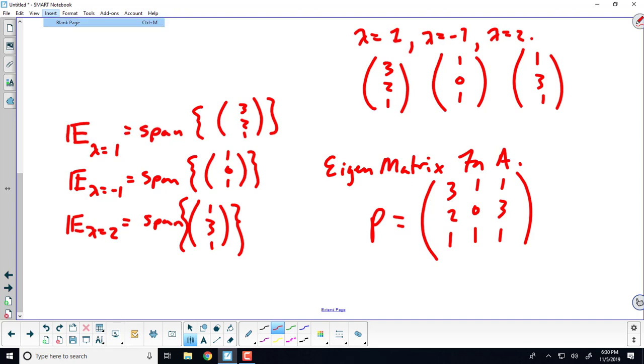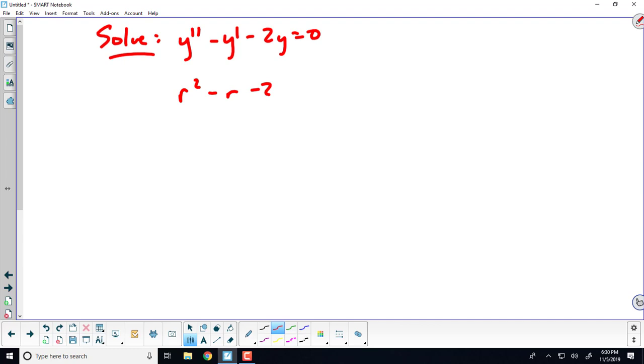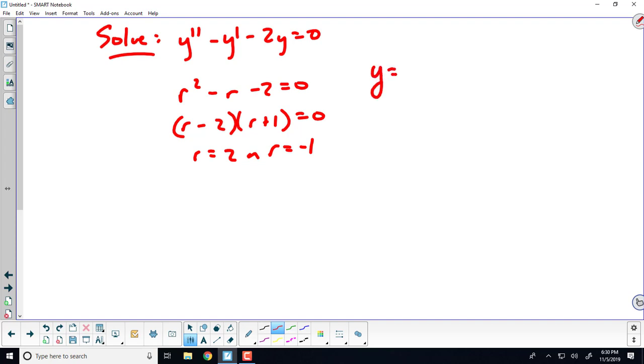So let's look at this example here. If I said solve y double prime minus y prime minus 2y equals 0, our method for doing that is to say this is the characteristic equation. And we look at the roots of it, right? So this would be r minus 2, r plus 1 equals 0. So we get r equals 2, or r equals negative 1. And so we get then a solution of y equals c1 e to the 2t plus c2 e to the minus t. Right? That was chapter 4 stuff.